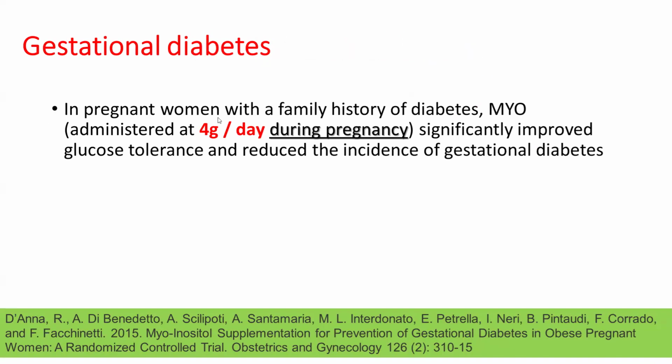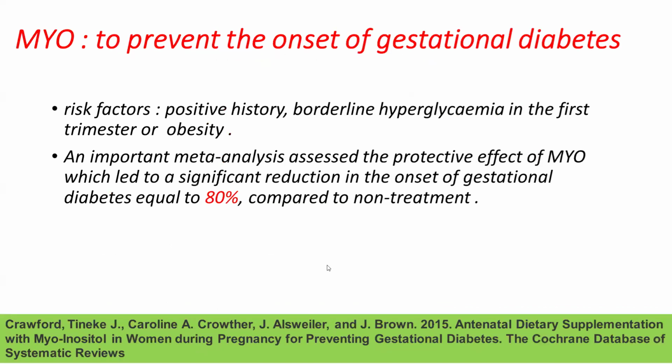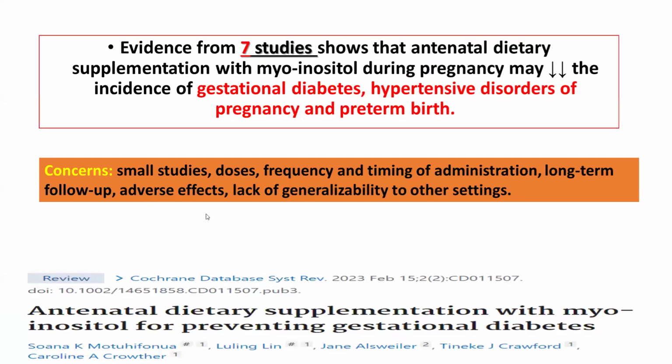Some studies on gestational diabetes found that if the patient is using 4 grams per day during pregnancy, there is significant improvement of glucose tolerance and decreased incidence of gestational diabetes by up to 80% in some other studies. And evidence from 7 studies showed that antenatal dietary supplementation with Mayo during pregnancy may decrease incidence of gestational diabetes, hypertensive disease in pregnancy, and preterm labor.